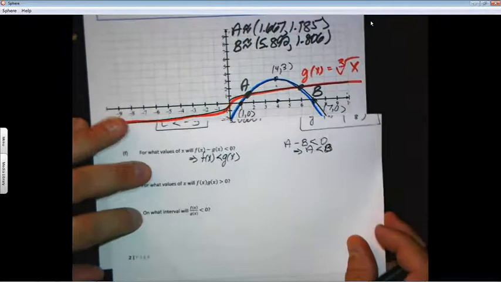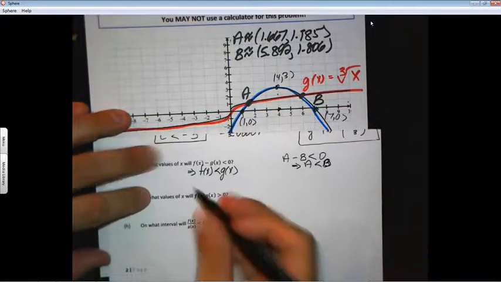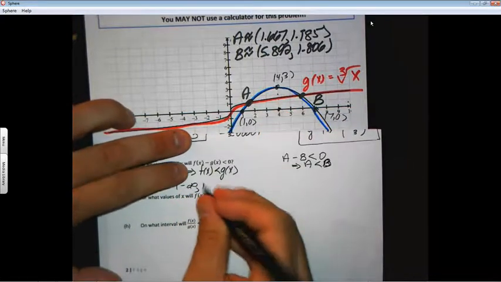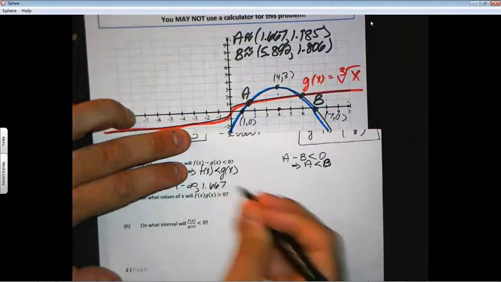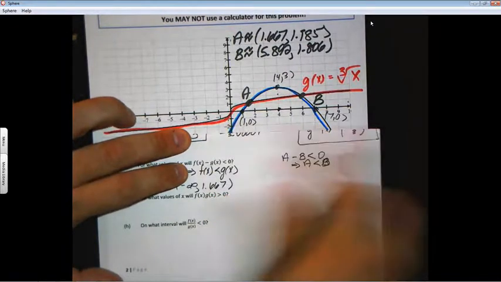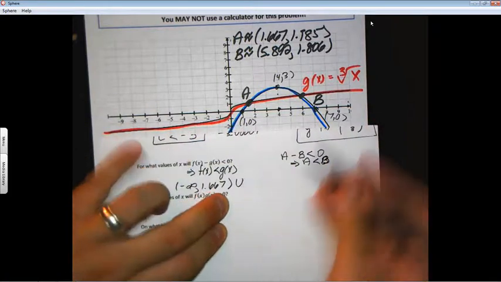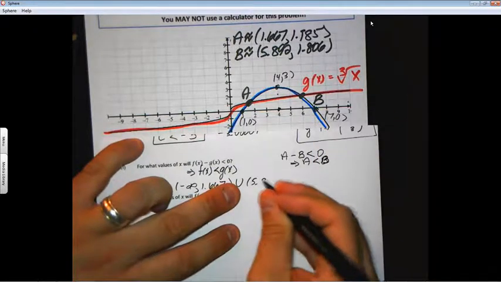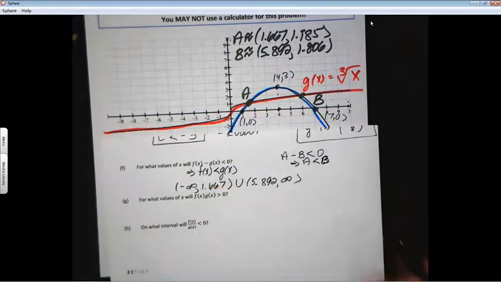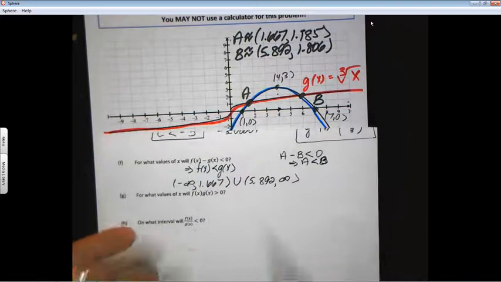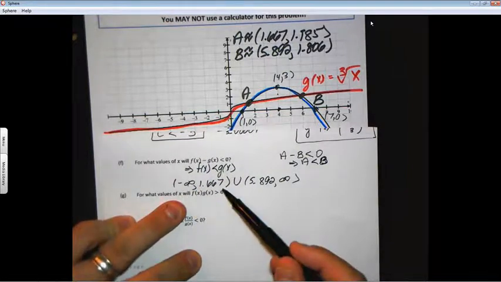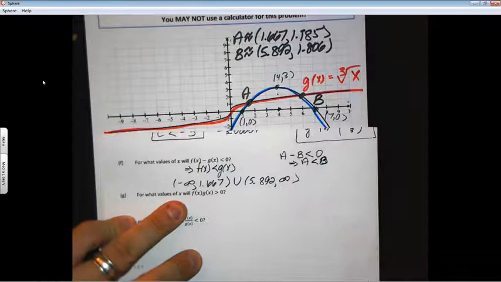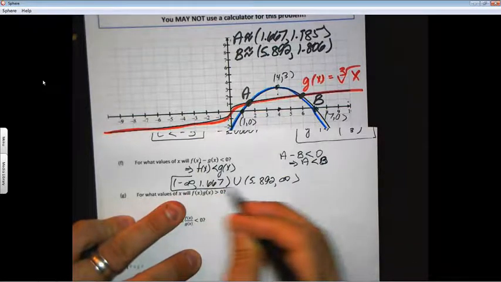What did we say? We said from negative infinity until we get to A, that intersection point, which has an x-coordinate of 1.667, open parentheses. And then again, starting at the second intersection point, B, which is 5.892, and then going on forever. So the solution that we're looking for is negative infinity to 1.667 and 5.892 to infinity. That's our answer to F.